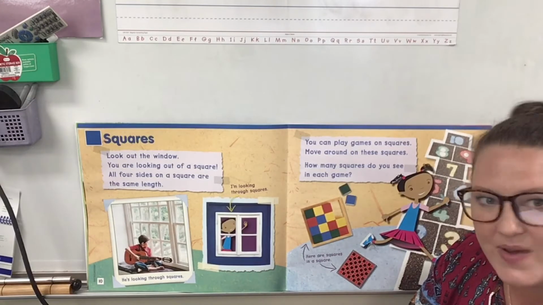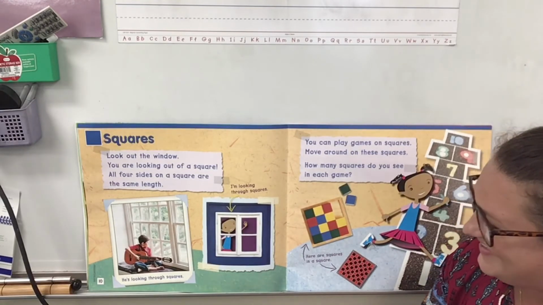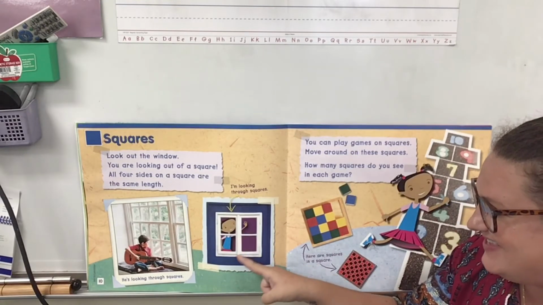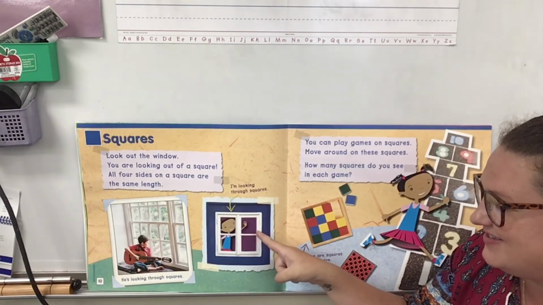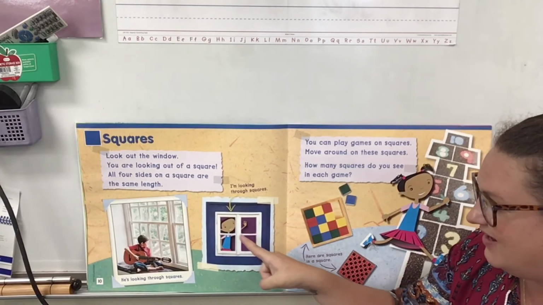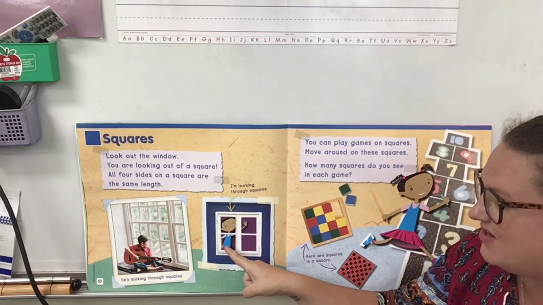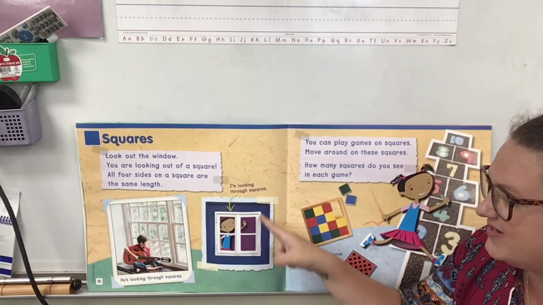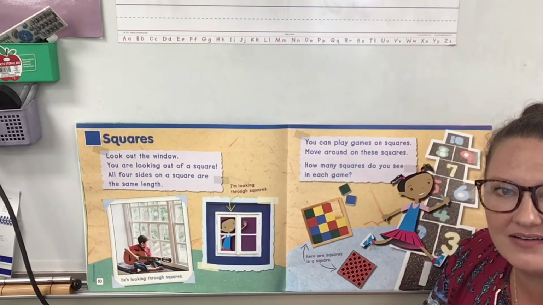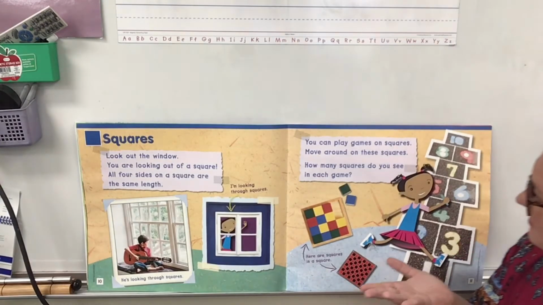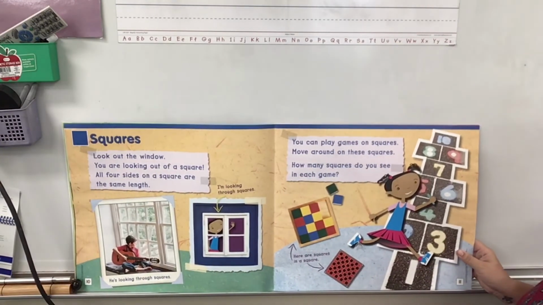He's looking through squares. Same with this picture. I can see the different squares in the window. There are 4 squares in the middle, and then the window itself is a big square. So many squares. Let's keep reading.